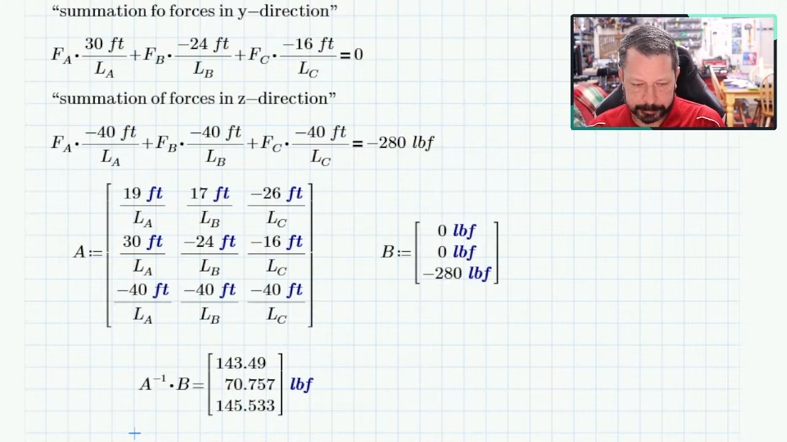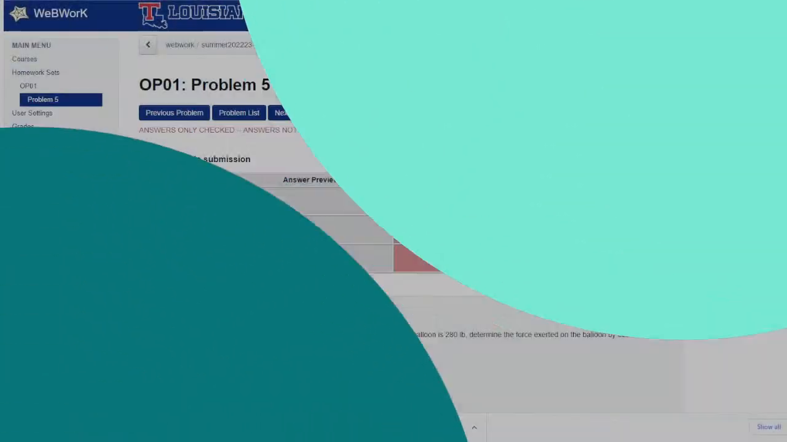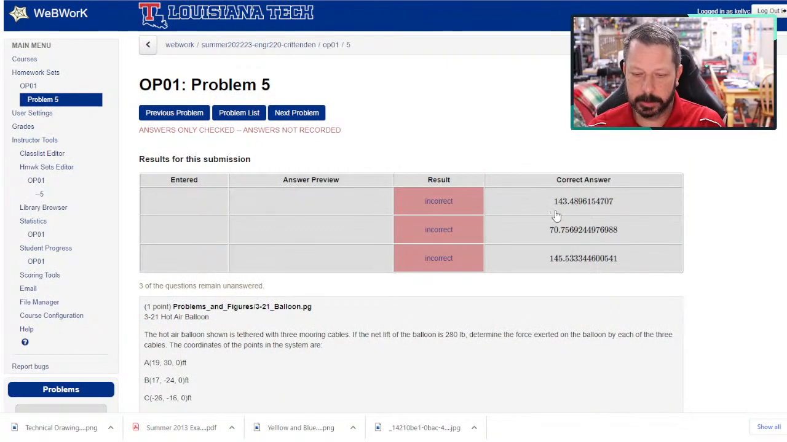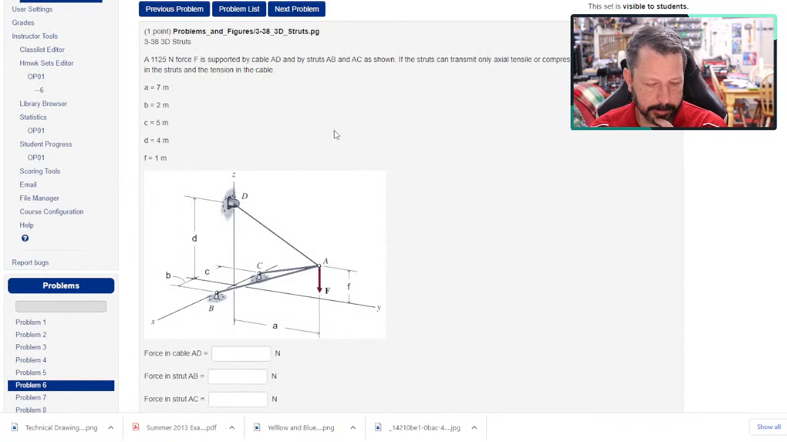All right, let's carry on to a new problem. There are our numbers that Webwork said. What's next? Now, I'm not going to do this one, but this one, AC and AB, those are struts. Let's see what it calls them. Yeah, it calls them struts up here. So they can have a compressive load. And it does look like they're in compression. So those will have negative forces in them.